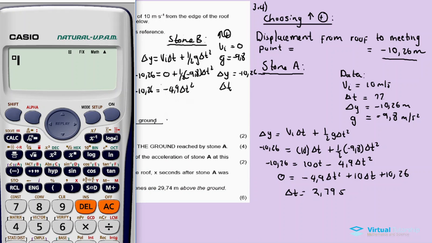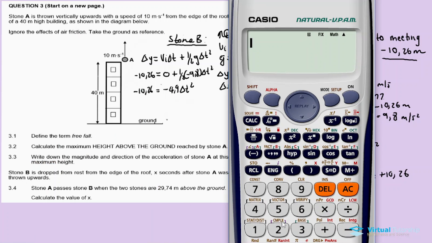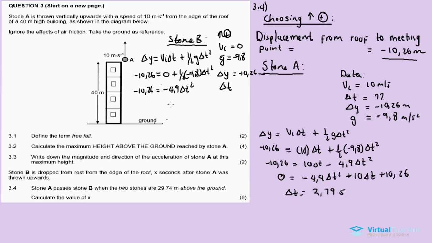So it's negative 10,26 divided by negative 4,9 equal to, then okay, bese ngizothatha the square root of my answer, which is what, 1,45. Delta t is equal to 1,45 seconds. Boom.